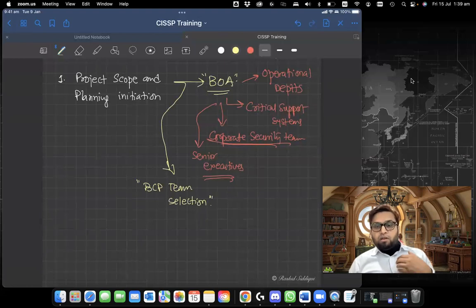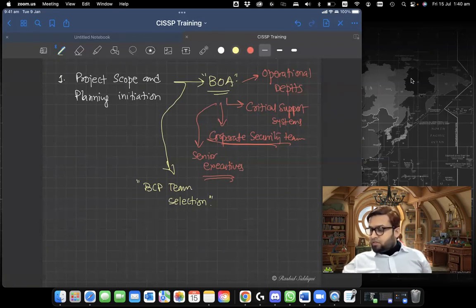But now when we are going to execute the whole BCP exercise, it's not only them who will be doing it, there will be different teams who will be supporting them. So we have to take individuals from those teams who can work along with the BCP project managers, and that team itself will be called a BCP team. So this is a team which is a part of an existing team, but they support the BCP initiative, right?